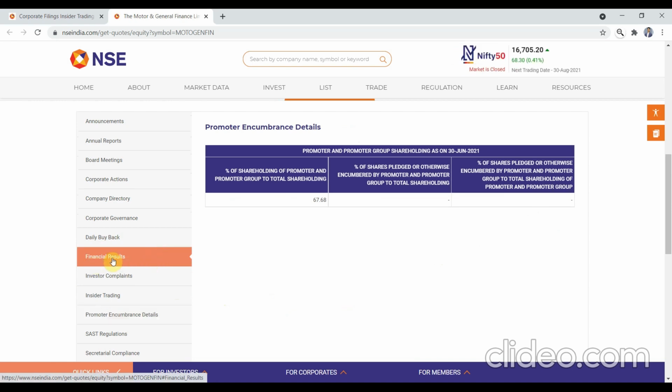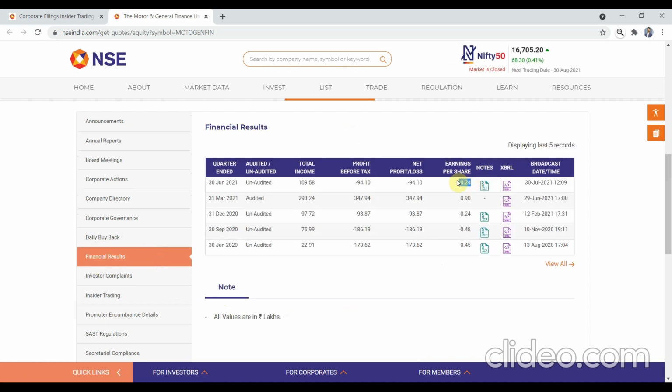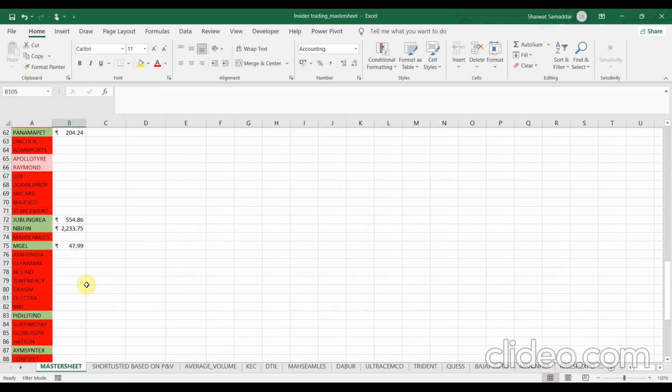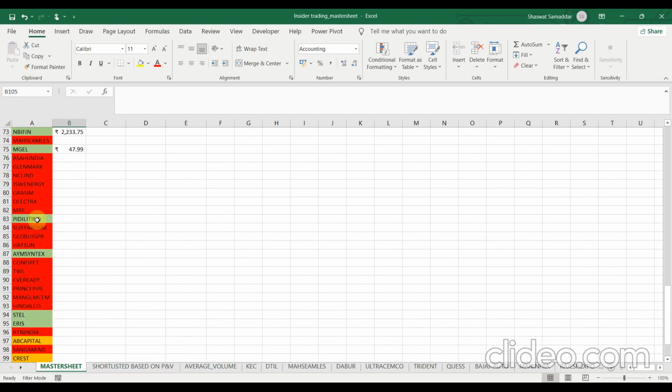Now it's time to check the earnings per share. Earnings per share is a negative number, so we'll mark the stock as yellow since it passed all the mandatory filters. All right, now these stocks will be going into my watch list, which are green and yellow.